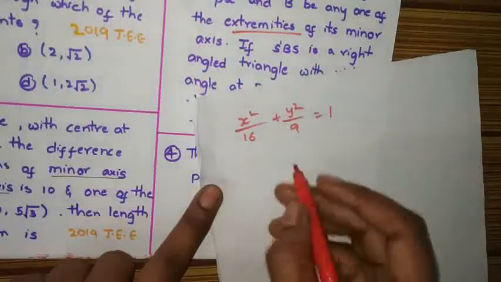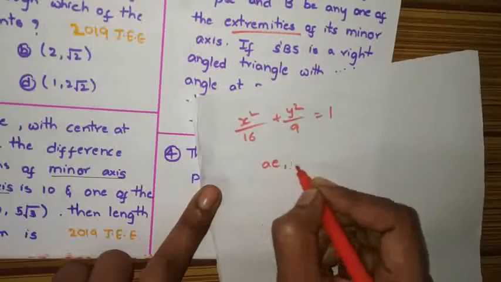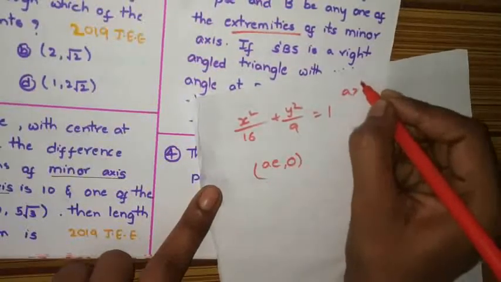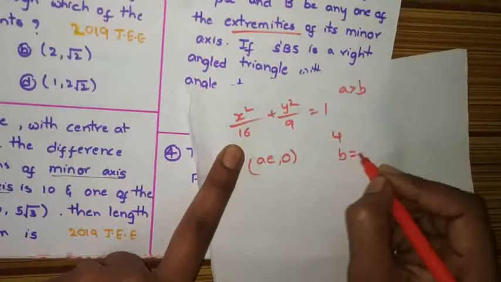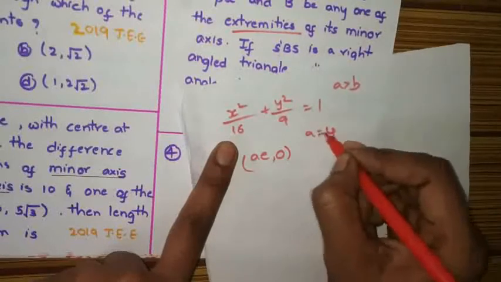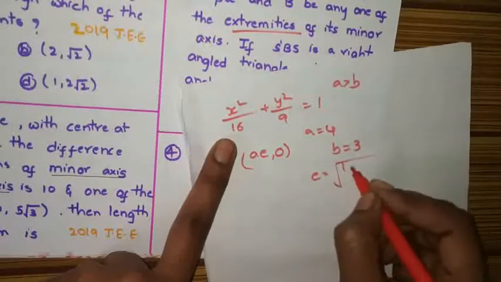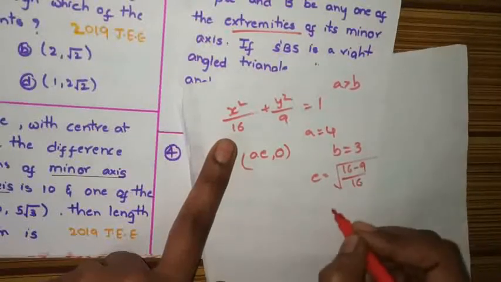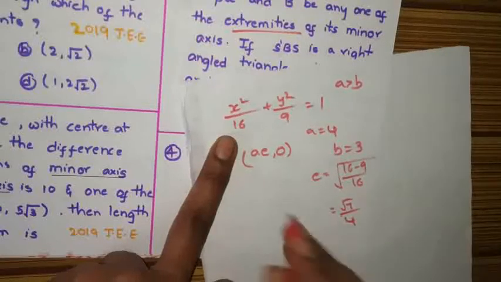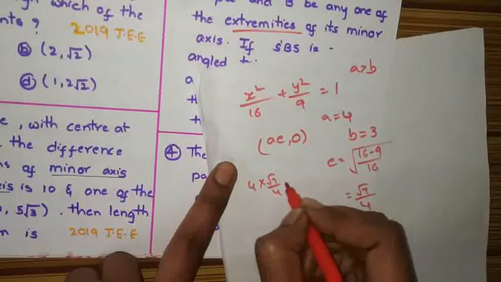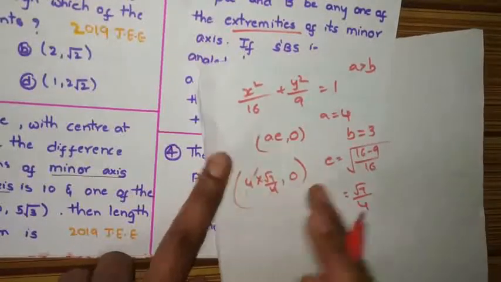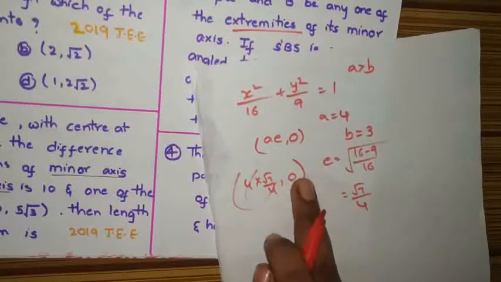And the focus of this ellipse is (ae, 0) because a is greater than b. The a value is 4, the b value is 3, and the e value is square root of (16 minus 9) by 16. Then the e value is root 7 by 4. So a into e is 4 into root 7 by 4, that is root 7, 0. So the focus of this ellipse is (root 7, 0).